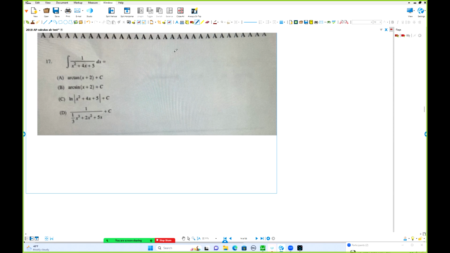So, the integral of 1 over x squared plus 4x plus 5 dx. This one is hard. This is usually a Calculus BC question.